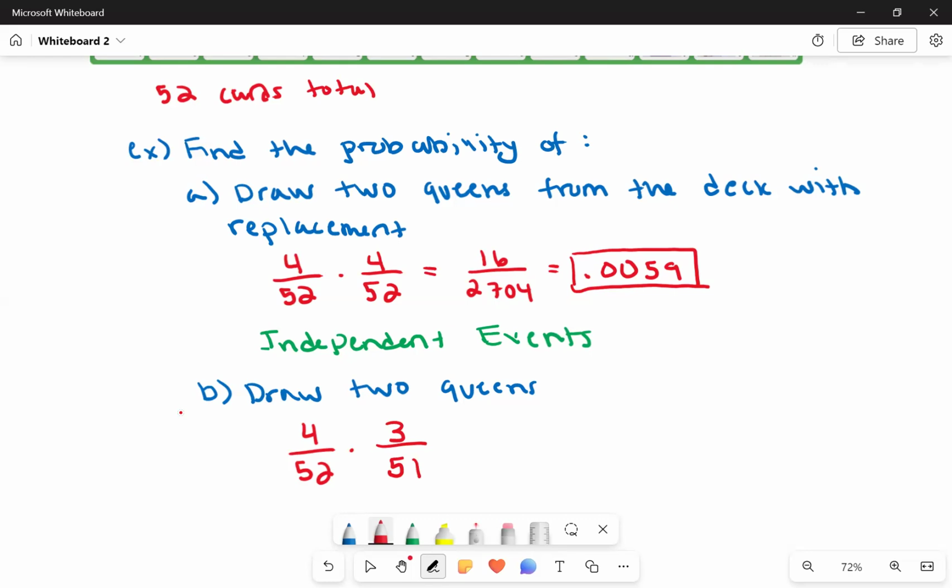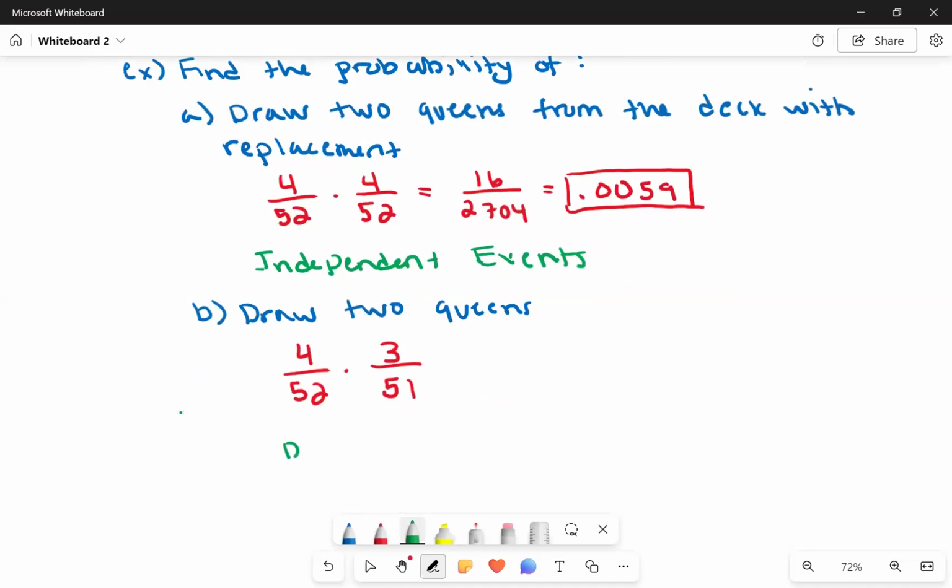So in this case, we have now changed to dependent events. And the reason is the first card pulled out of the deck affected the probability of the second event happening. So drawing a queen the first time changed the probability for drawing a queen again.